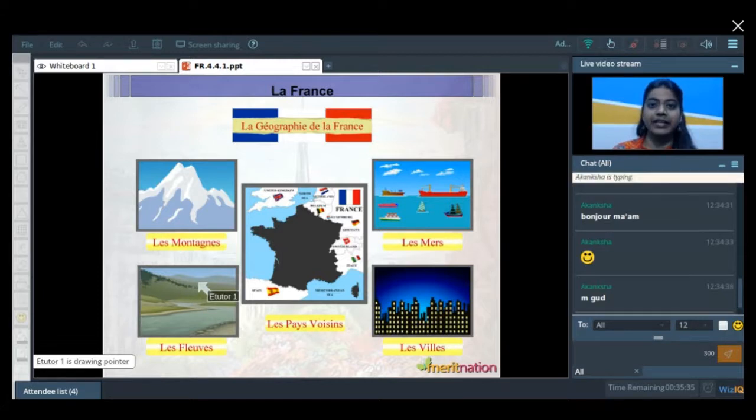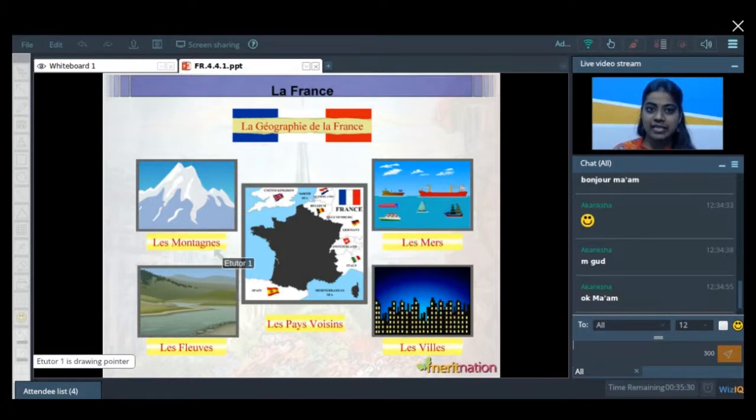So here we have the different things that we are going to learn today about France. The first is Les Montagnes, Les fleuves, Les pays voisins, Les mers, and Les villes. We are going to learn the different mountains of France, the huge rivers of France, and the neighboring countries. France is surrounded by different seas, so we are going to learn the names of those seas, and the major cities, the metro cities of France, today.